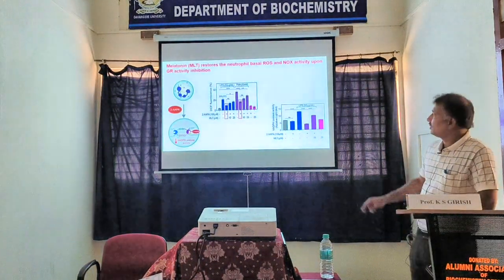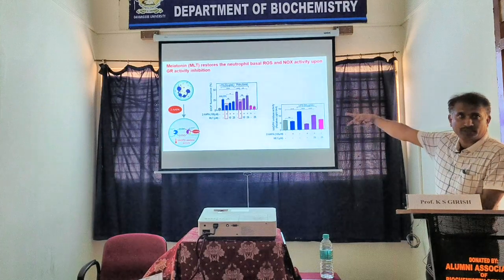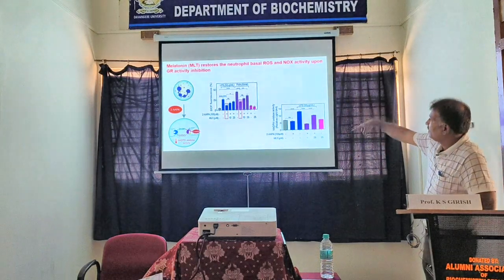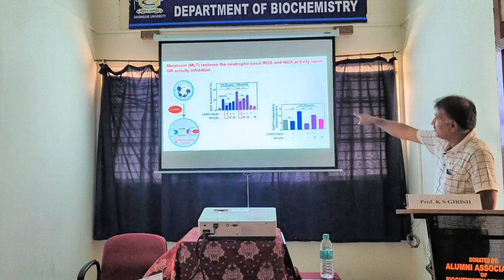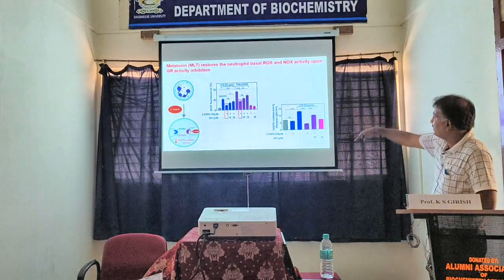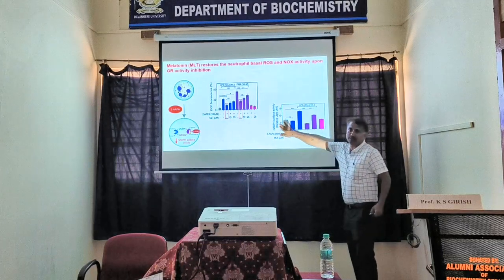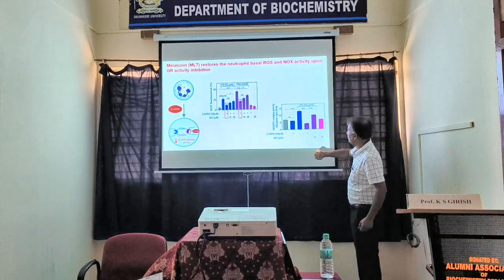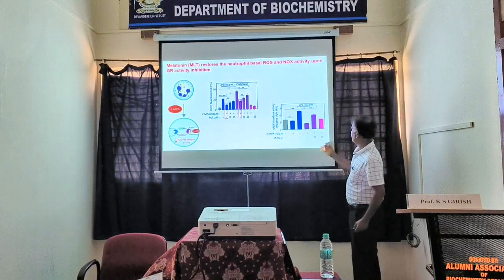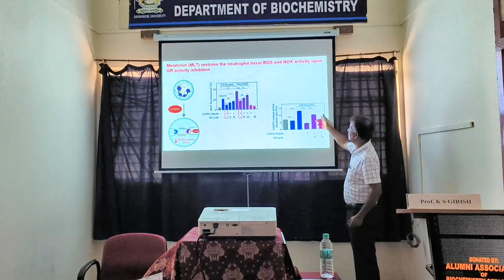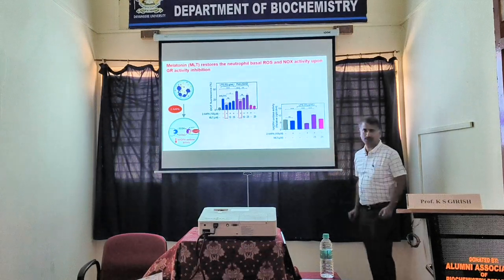So for that, what we have done, we used two sets of cells, normal neutrophils and GR deficient neutrophils. From them we assessed the levels of ROS in the presence of two inducers, LPS and PMA, and in the meantime we also assessed the levels of NOX enzyme activity. And we found there is a significant restoration of NOX activity by melatonin. Okay?